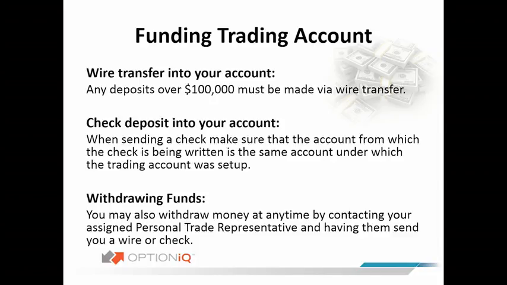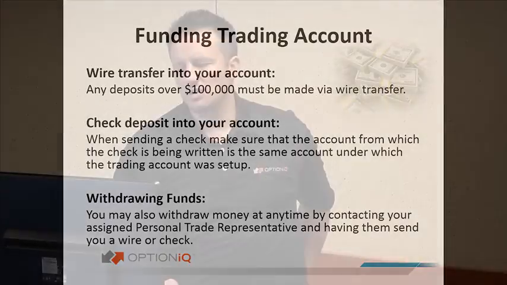Lastly, withdrawing funds from your account. You can withdraw funds or money from your account by contacting your assigned personal trade representative and having them send you either a wire or a check. And you can get access to your funds very quickly. This type of Option IQ trading is very liquid, so they can pull you out of trades and send you money literally within a day. So it's very flexible.